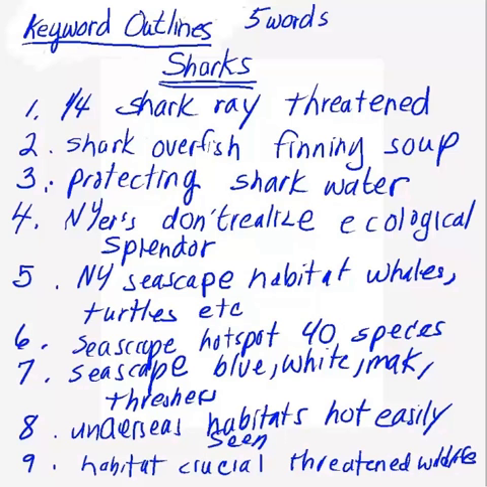In order to protect our sharks and take them out of the threatened status, we not only need to protect our sharks, but we need to protect our waters. One particular waterway is in New York. This seascape is an ecological splendor that many New Yorkers don't even realize exists. This seascape is a habitat for whales, turtles, birds, and sharks. There are over 40 species in this hotspot around New York, and it provides a habitat for blue sharks, white sharks, makos, and threshers.